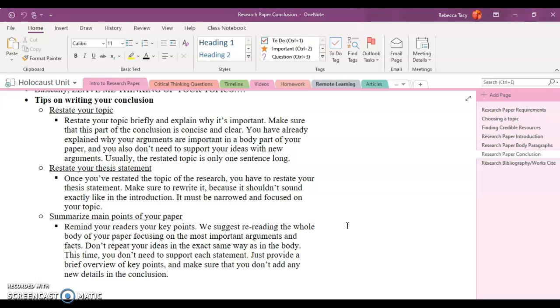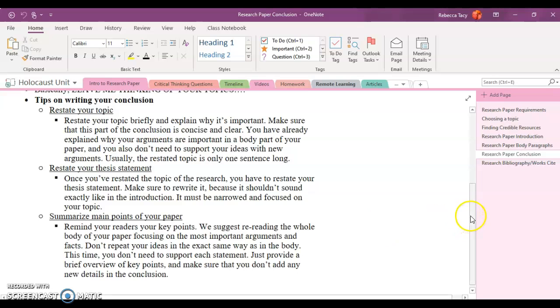So before you summarize main points, go back and reread the whole body of your paper, focusing on the most important arguments and facts. Don't repeat the same ideas in the exact same way. This time, you don't need to support each statement. Just provide a brief overview of the key points and make sure that you don't add any new details in the conclusion. Because when you add new details, more people have questions, and then you did not answer those questions in your paper. Okay, so don't add any new details. Just simply summarize everything that you've already done.